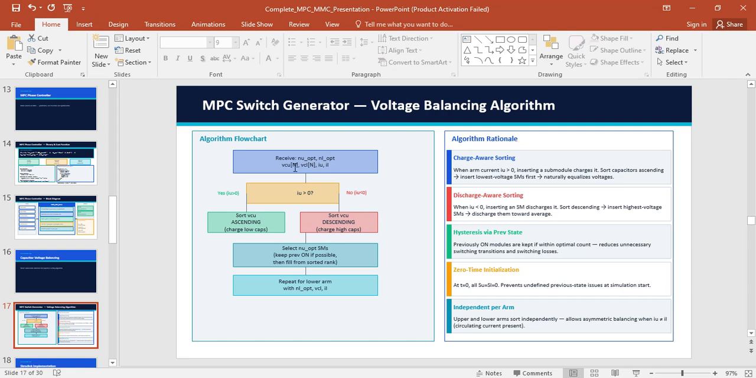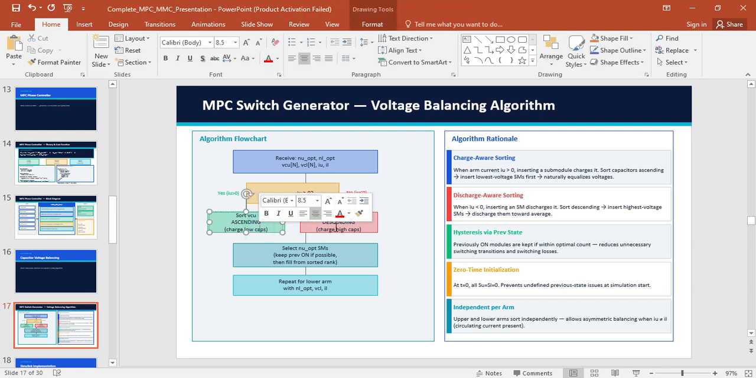Receive NU and NL opt, VCU, VCL, IU and IL. Then check if the IU is greater than 0. If no, then sort descending. Otherwise, if yes, then sort ascending. Charge low capacitor in this case, and charge high capacitor in this case. Select NU optimal submodules, keep previous on if possible. Then fill the sorted rank and repeat for the lower arm as well. The same case is repeated for the lower arm. This was for the upper arm, right?